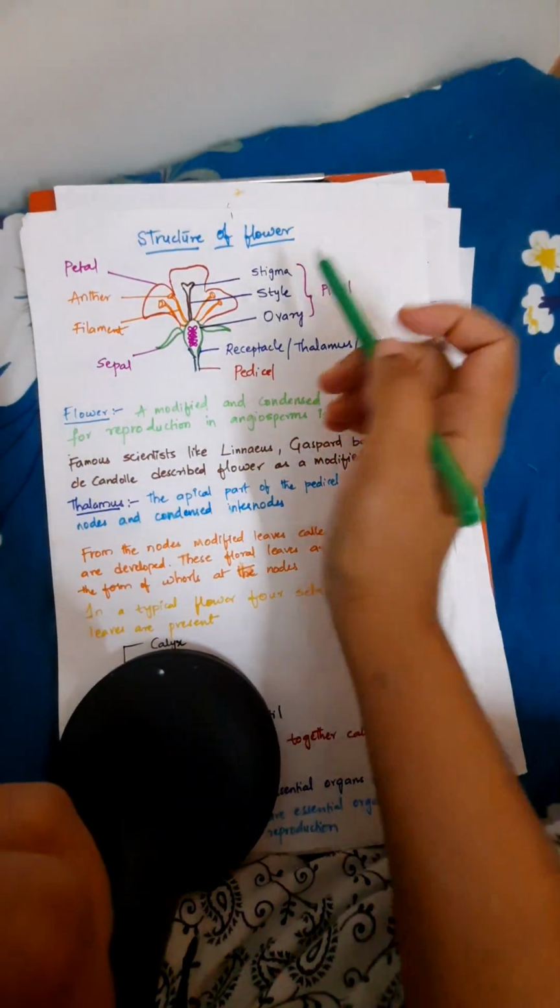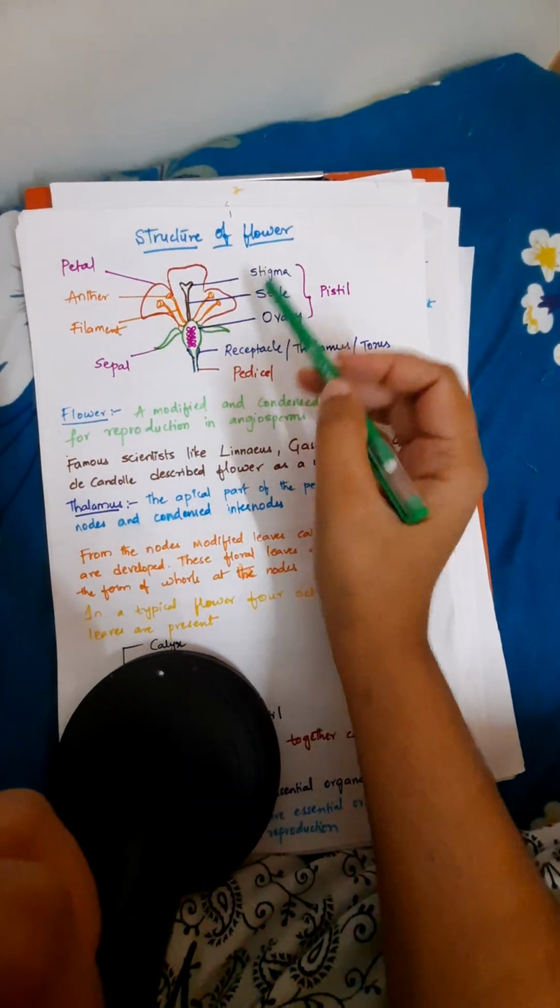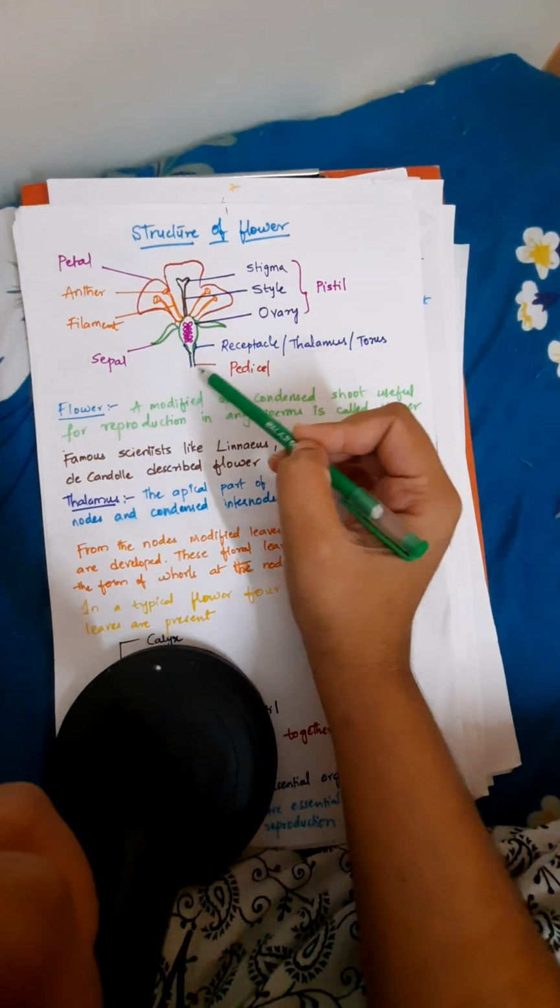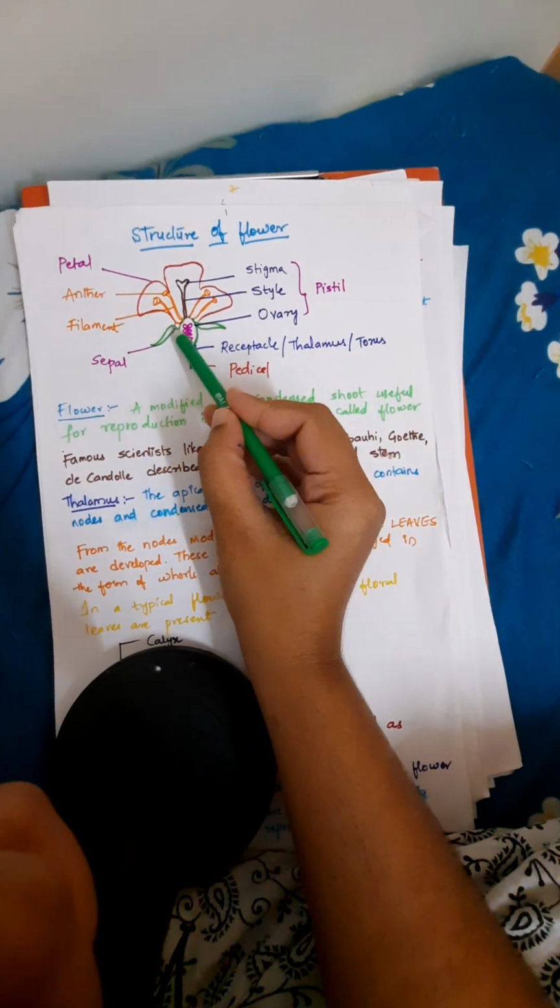Hi everyone. Today I'll discuss the structure of flower. See here, this is the diagram of the flower which contains this outermost part.